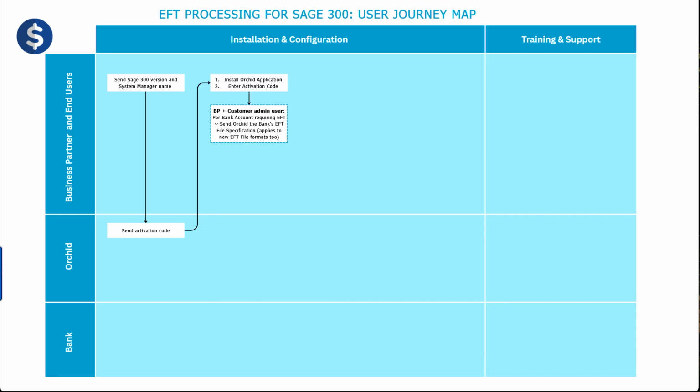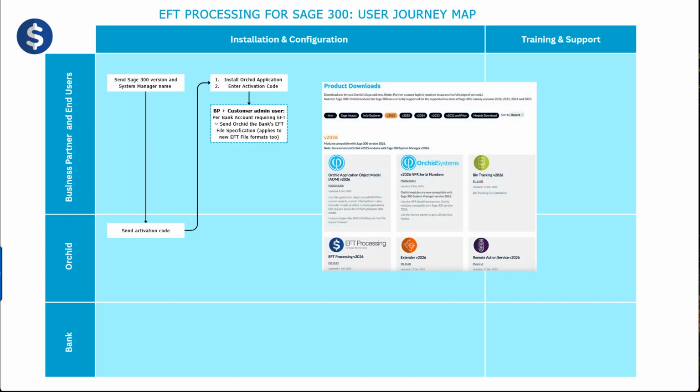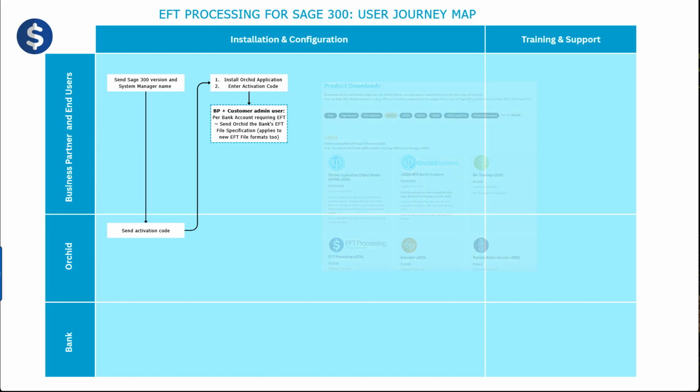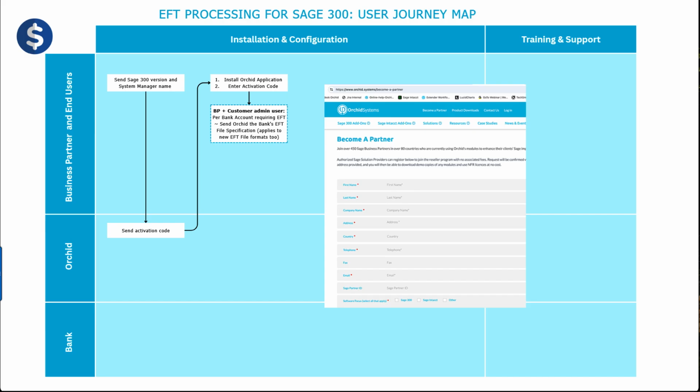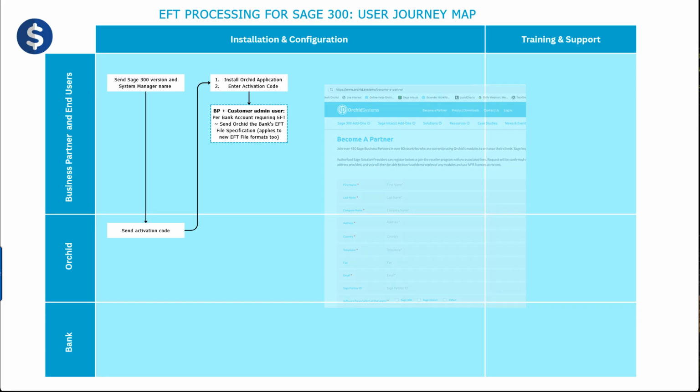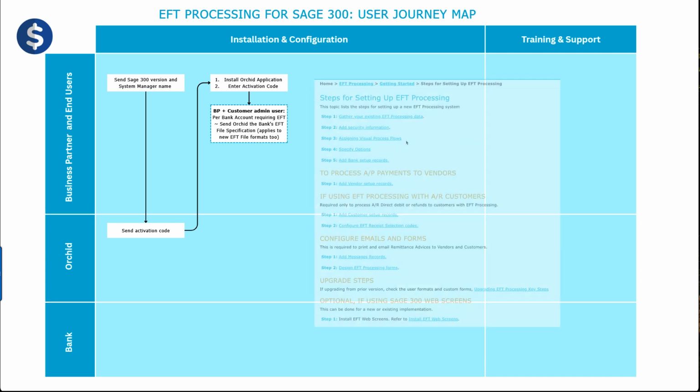You can then download EFT processing from the Orchid website. To do this, the consultant needs to be registered on the Orchid website as a partner, and we encourage all new consultants to register to access the product downloads and other relevant resources like the knowledge base. We have documented the steps to install and don't want to repeat this today. Today, the focus is around selecting, implementing, and testing the EFT format.